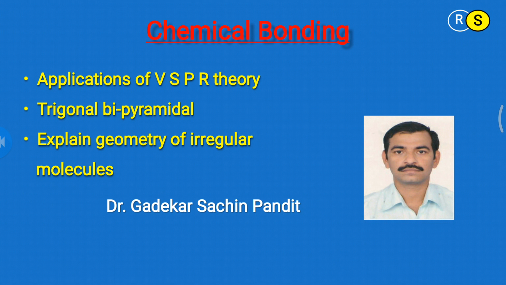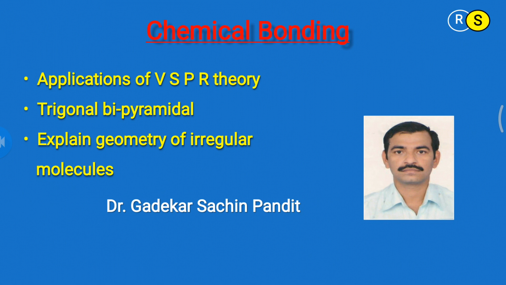In the last lecture we discussed valence shell electron pair repulsion theory. This was proposed by Gillespie and Nyholm. In this theory, the shape depends on electron pairs. Electron pairs are of two types: the first is the bond pair and the second is the lone pair.